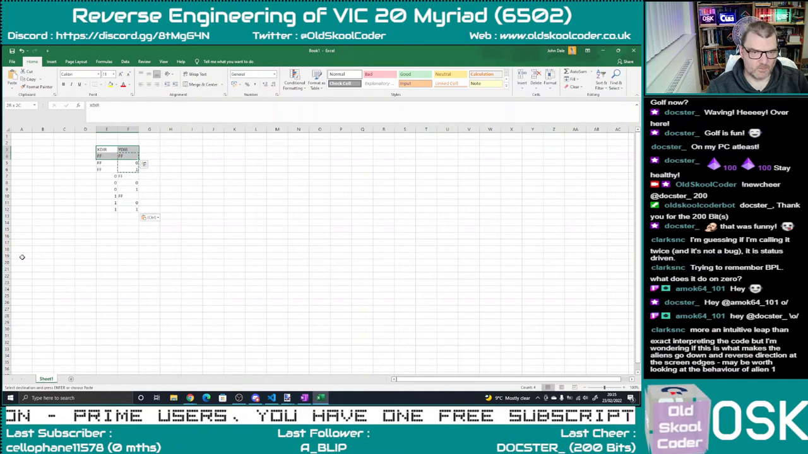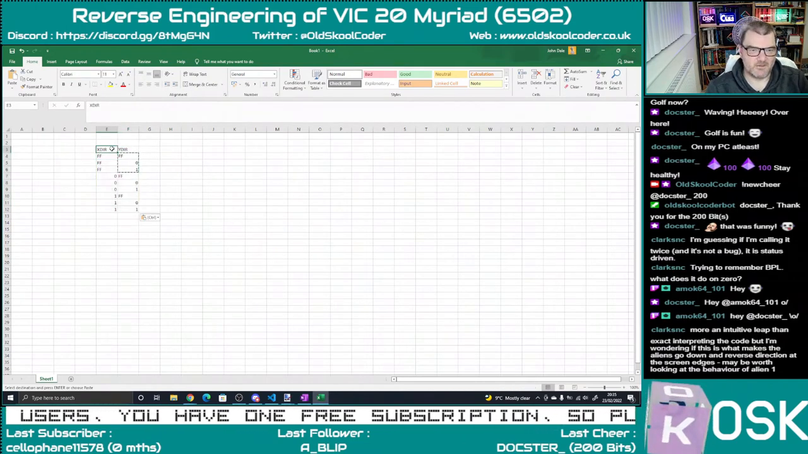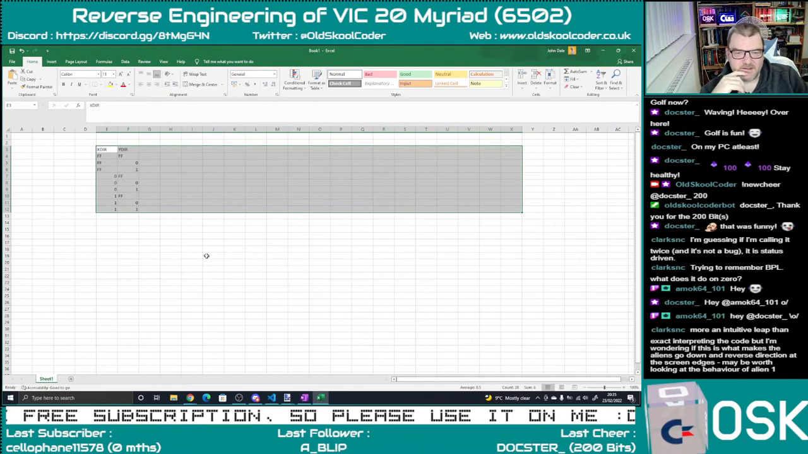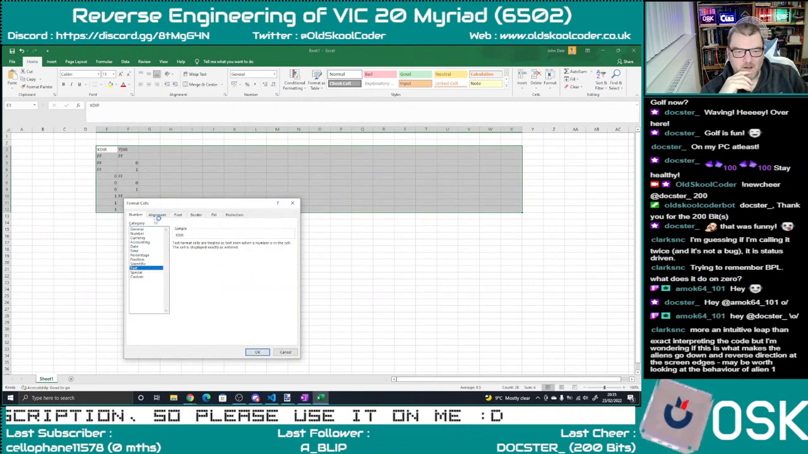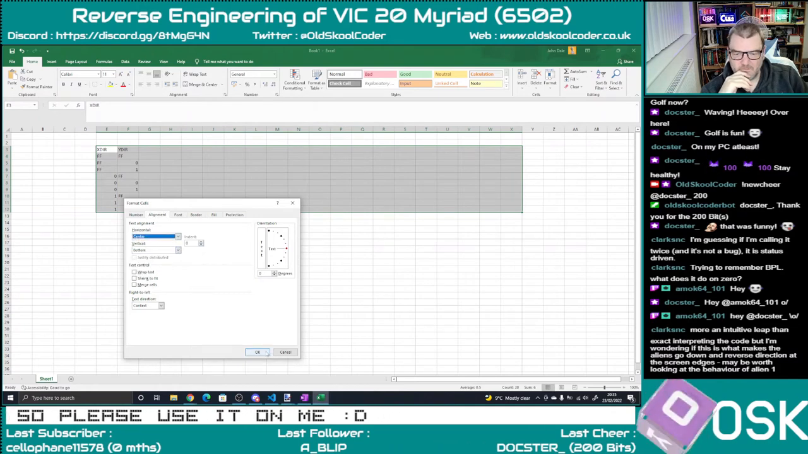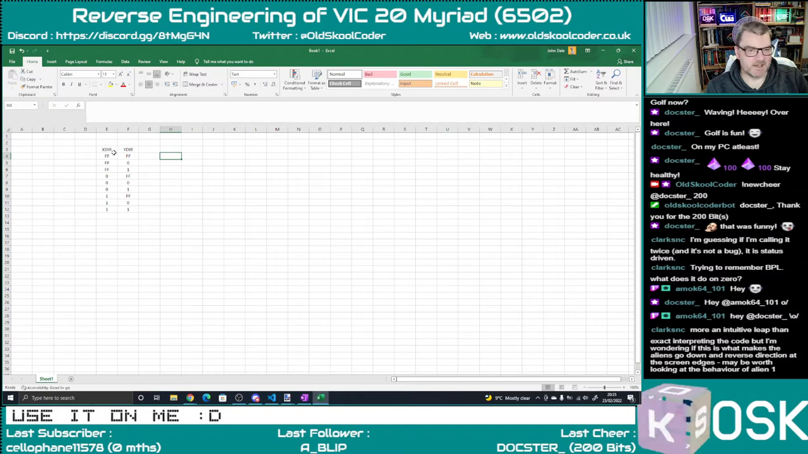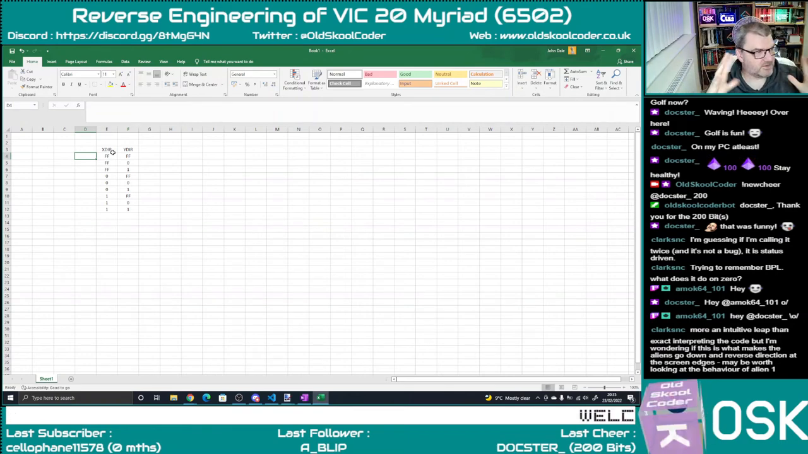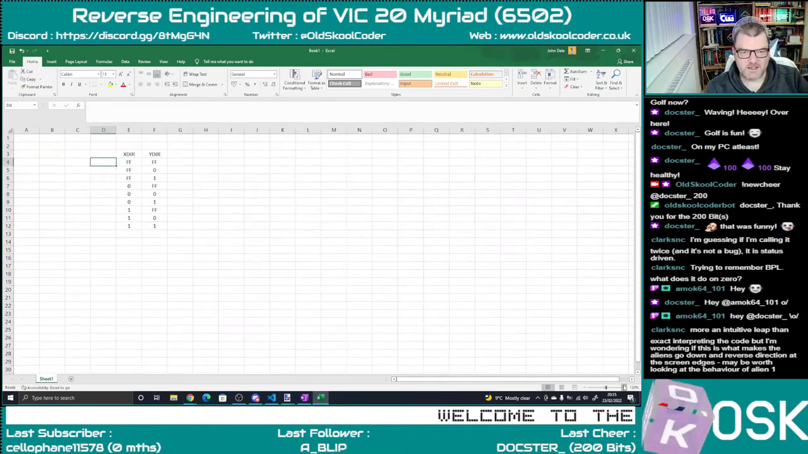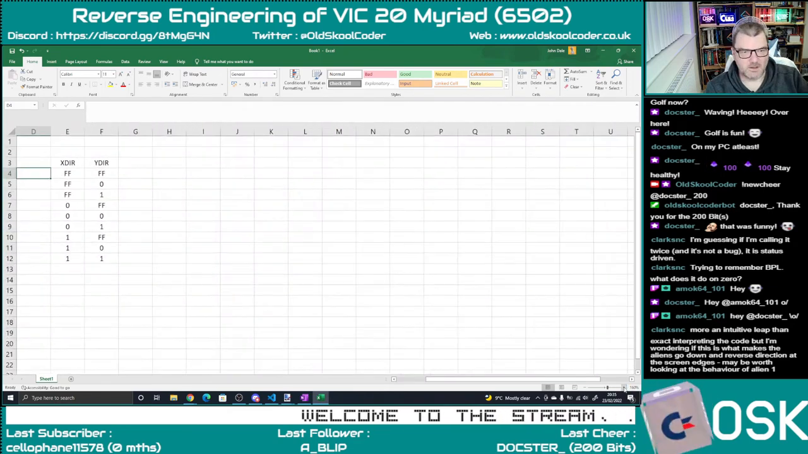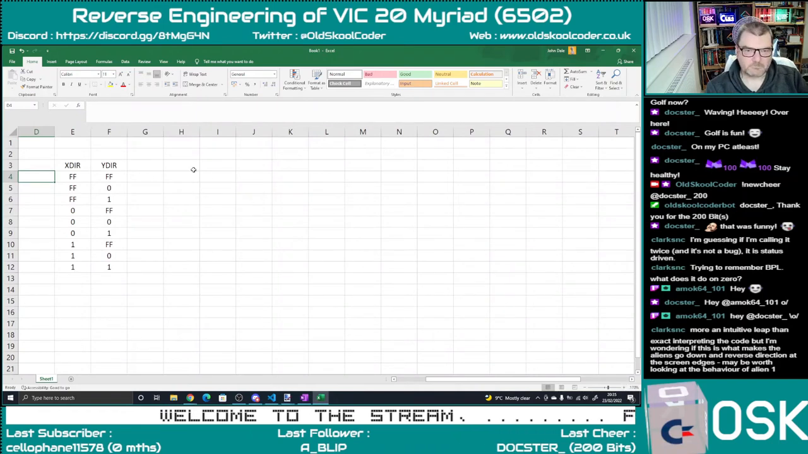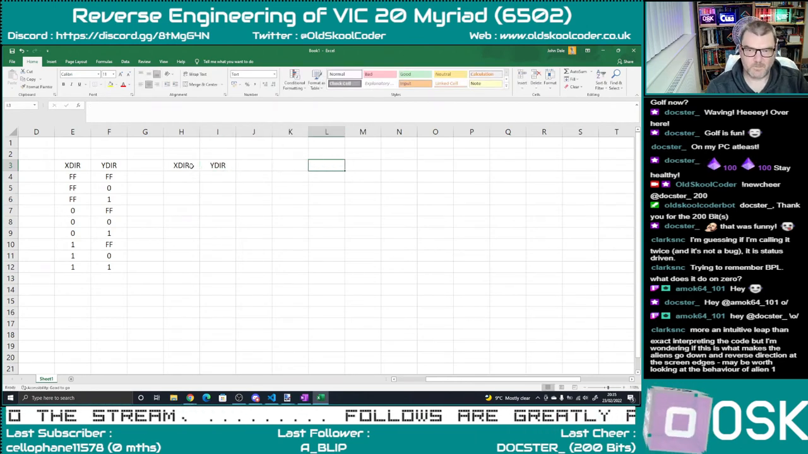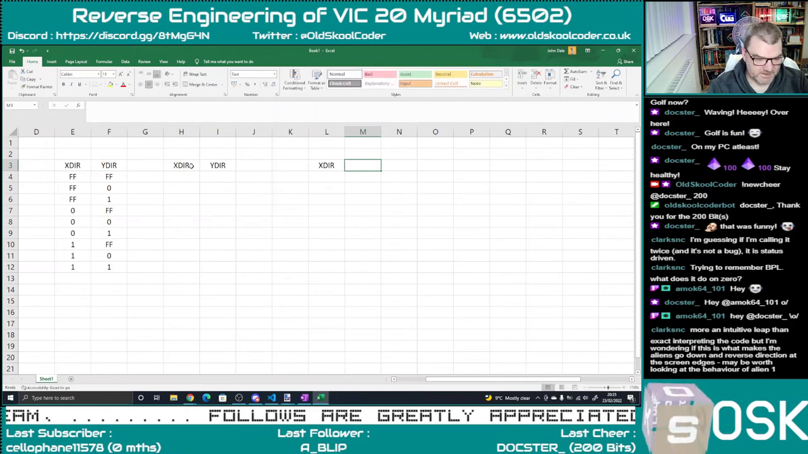We'll make this a bit more presentable. In fact, we'll do the whole lot. I want to make this text, and I want to center align everything. There we go. So there are two initial states, of the two directions, X direction and Y direction, because this is what ultimately we're changing. Can you see that now? So we run the routines twice.